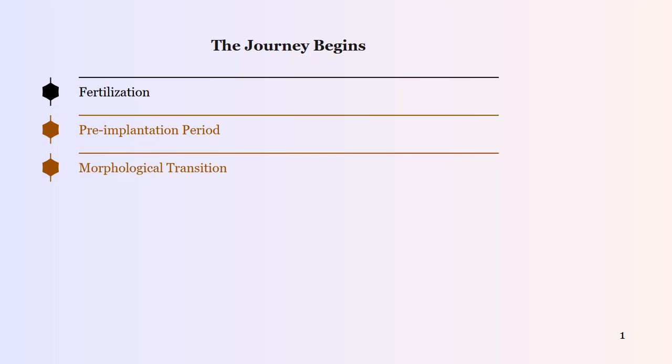1. The journey begins. Fertilization. The process starts with the fusion of gametes to form a single-celled, totipotent zygote. Pre-implantation period. This stage covers the development within the oviduct as the embryo moves toward the uterus. Morphological transition. The embryo transforms from a solid ball of cells into a specialized fluid-filled structure.